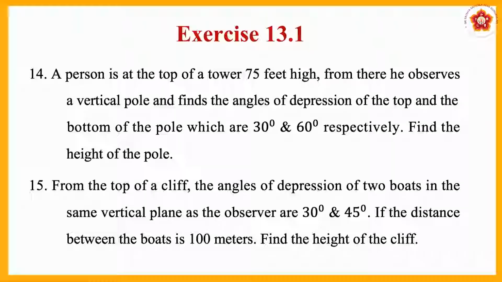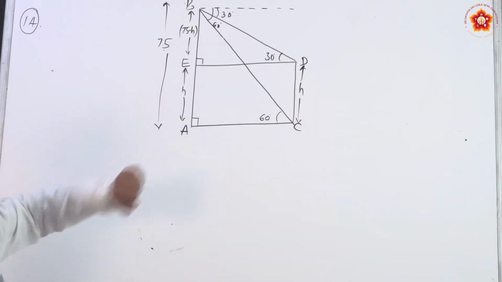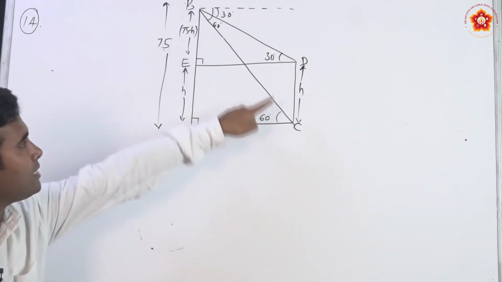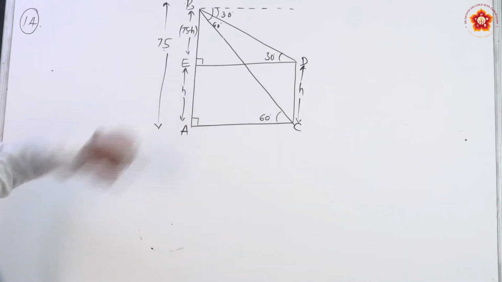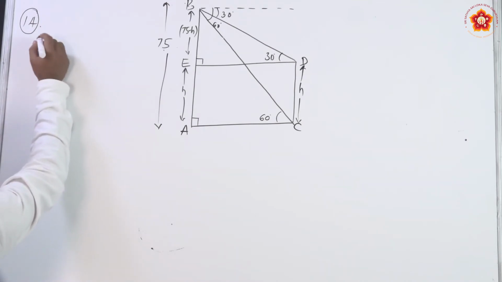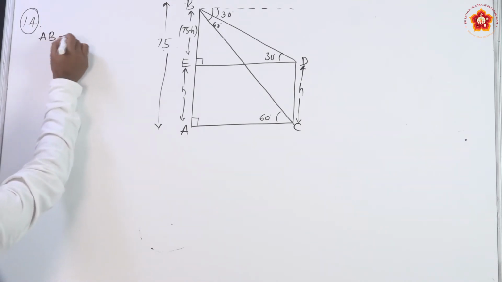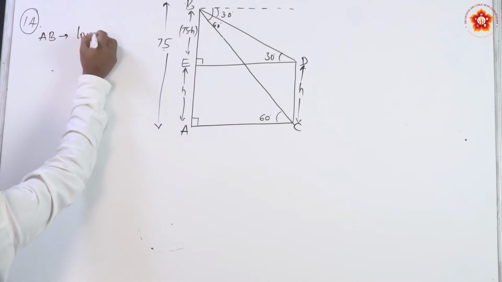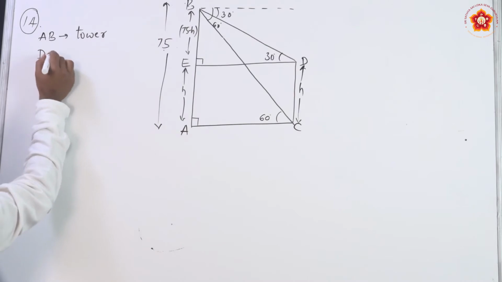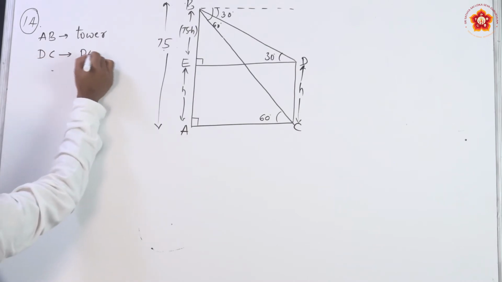Here this is the diagram according to the problem they have given. So, here I will take DC and AE, what is that? The pole, okay. And what is the tower here, AB, I will take it as tower, and I wanted to find h, that is the height of the pole. So, I will take this as a pole.